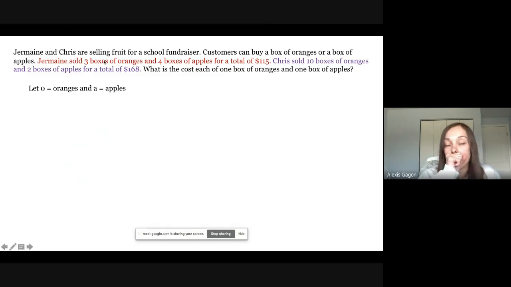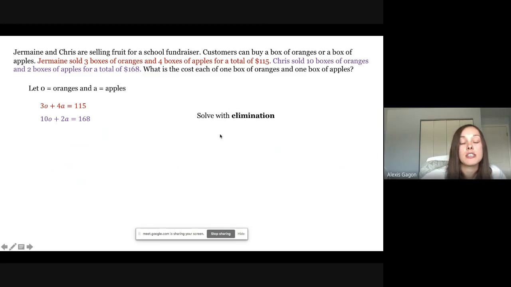So for this red equation, if he sold 3 boxes of oranges, that's going to be 3O, and 4 boxes of apples, that's 4A equals 115. And then Chris sold 10 boxes of oranges and 2 boxes of apples for $168. So that's how you get those 2 equations. Should be pretty straightforward. And then we have to solve this, and I'm going to solve it with elimination.